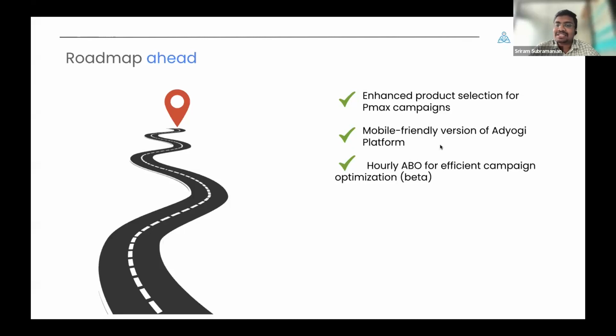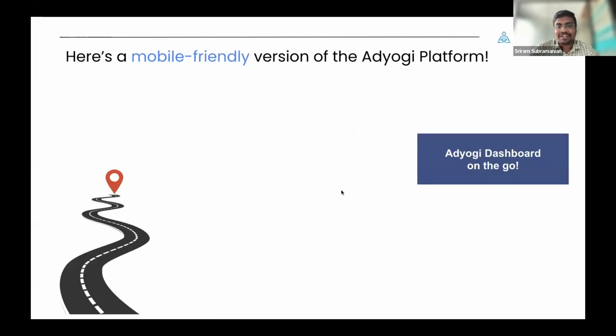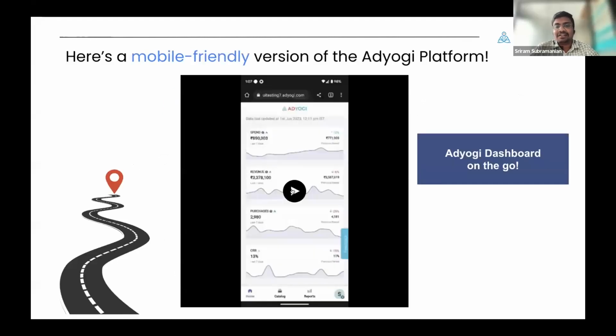So the next one is the mobile-friendly version of the Adyogi platform. We have gotten the request multiple times for a mobile-friendly version where you can do all the optimization on the go, or check your stats on the go. So we are rolling out the mobile-friendly version in the coming month.